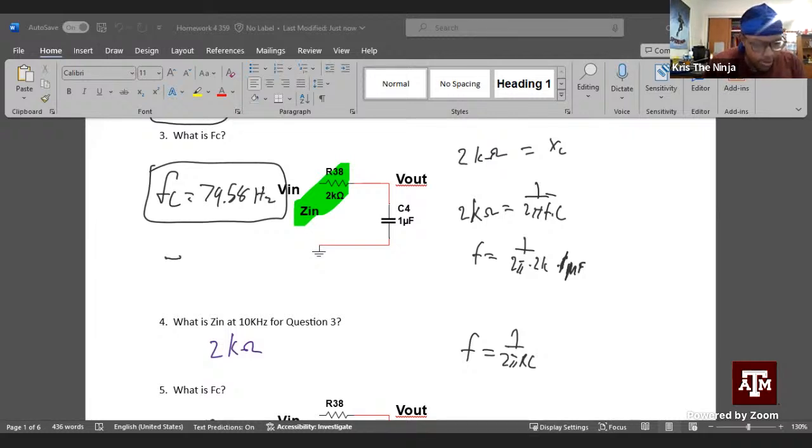Unless ZN is referring to this whole thing right here, and V out is this, and since V out is that point right here.